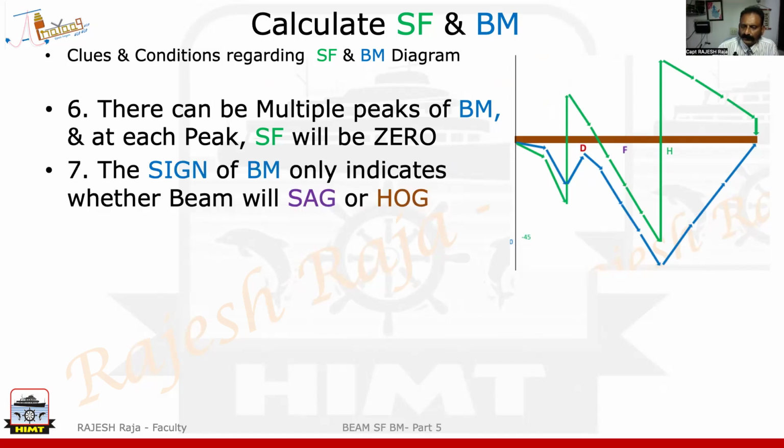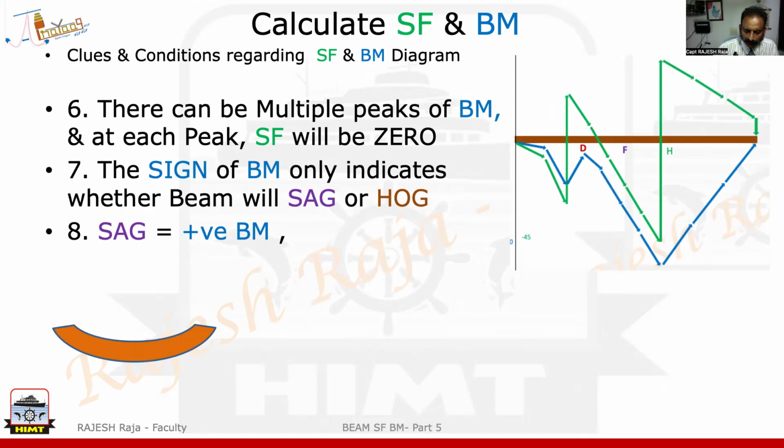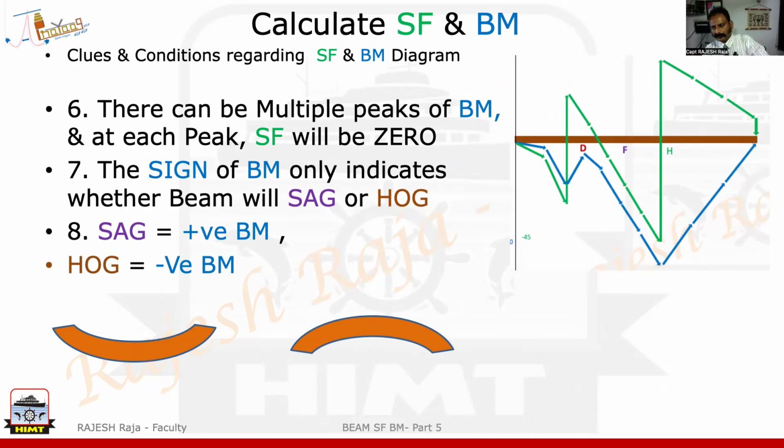The sign of the BM is telling you whether your beam will sag or hog. And this is the normal sign convention. Sag is positive. It will look like this. And hog is negative. It will look like this. Right now, you can see on this diagram on the right side, the BM is more on the negative side. So the majority of the vessel is hogging, basically.